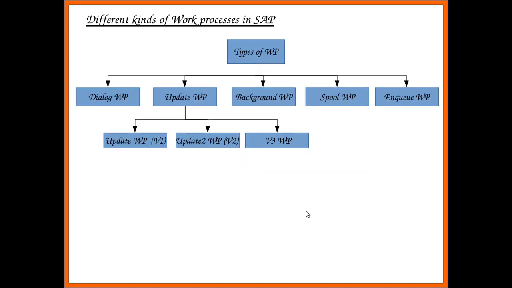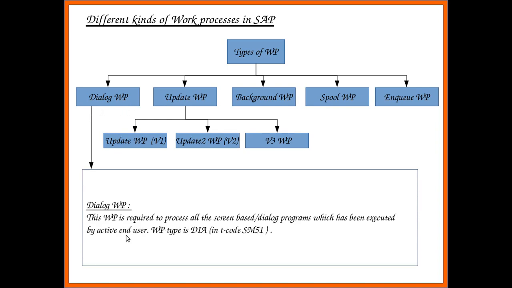Now there are different kinds of work processes that we have seen in the SAP architecture. The first is the dialog work process, second is the update work process, third is background, fourth is spool work process, and fifth is the enqueue work process. The update work process can be subdivided into three parts: update work process V1, update 2 work process, and V3 work process. So one by one we will go through.